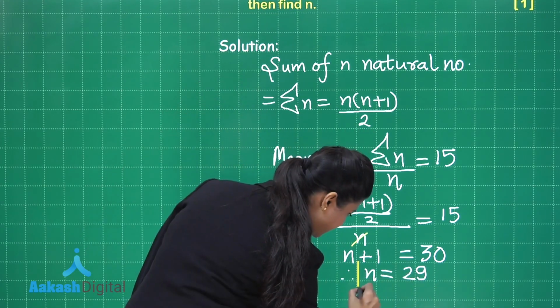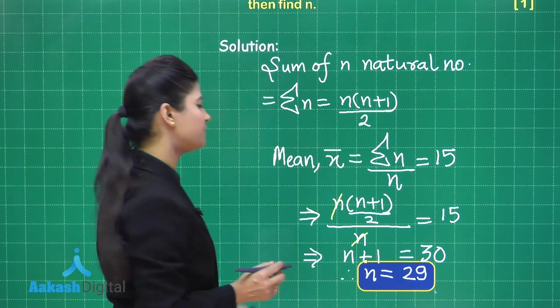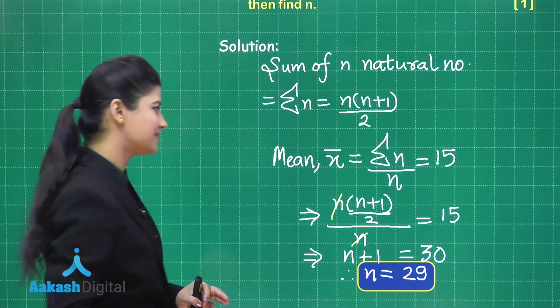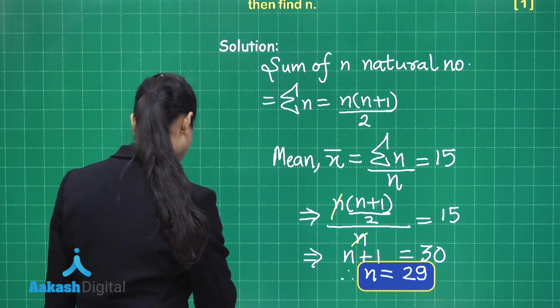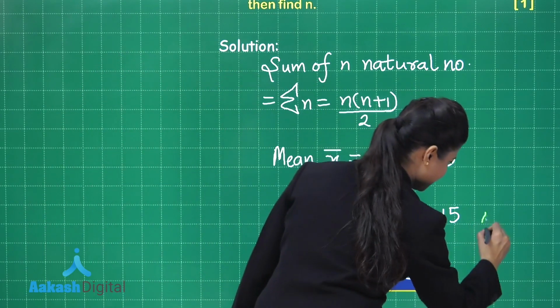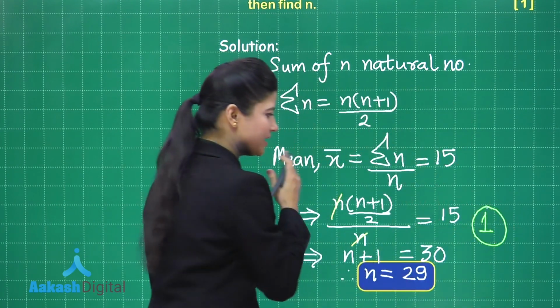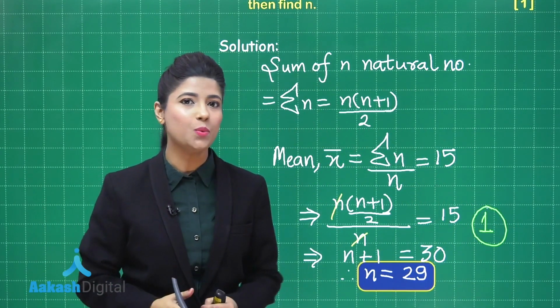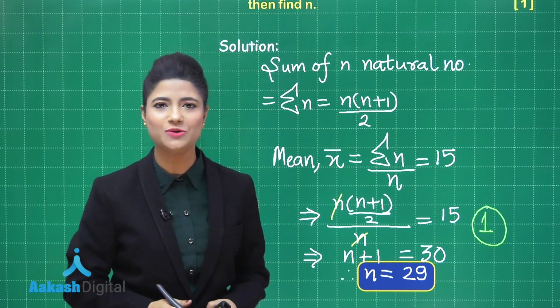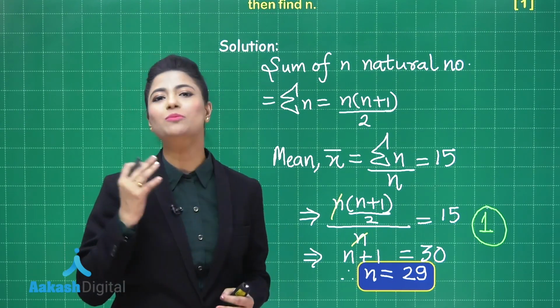That means here we have obtained the required value of n. N is 29 in this case. And you are going to get complete 1 mark for answering this question right. So here we are done with this section. So this is the end of section A, which contains 1 marker questions. Now let's proceed to section B, which contains 2 marker questions.